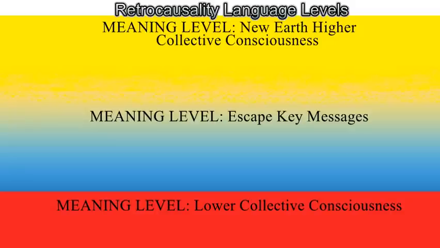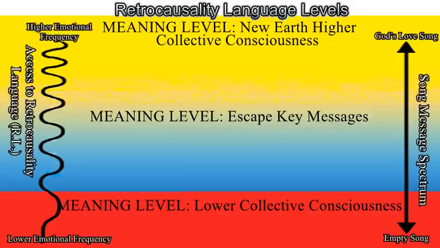Now, the retrocausality language is so intelligent that it can use archetypes and wordplay to convey those higher universal truths in a way that we can understand. But unless we tune into the retrocausality language, we won't be able to pick up on the messages, and it'll never violate your free will and make you hear it. So the easiest way to tune into it is to raise your emotional frequency up as high as you can. The more you focus on God's love as you're listening to the music, the more access you have to hearing messages of the higher collective consciousness, aka New Earth.